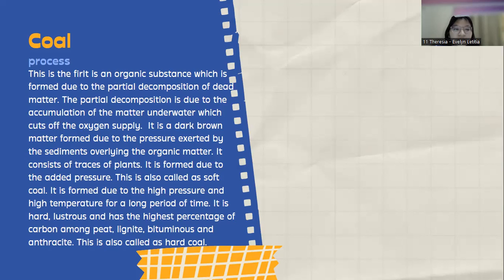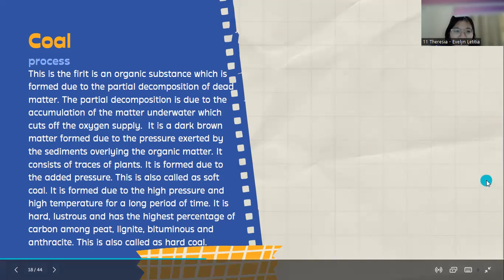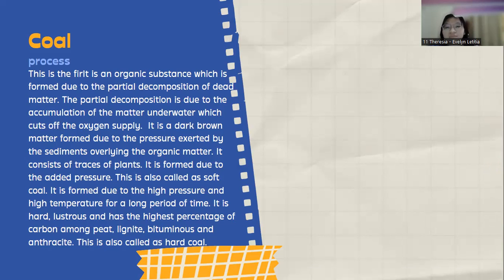It is formed due to added pressure, and then it became a soft coal. After another high pressure, high temperature, and a long period of time, it became hard, lustrous, and has the highest percentage of carbon among peat, lignite, bituminous, and anthracite, and it's called hard coal.